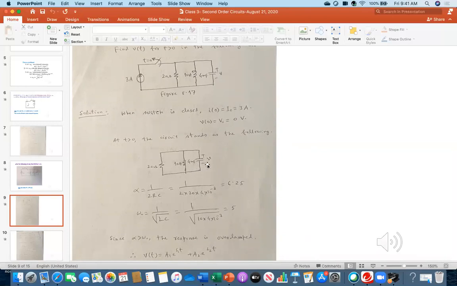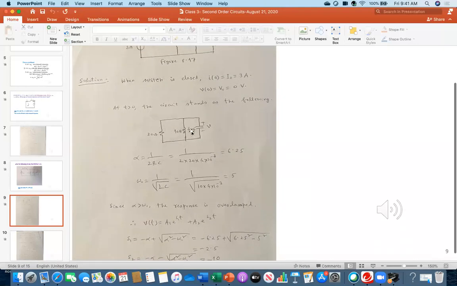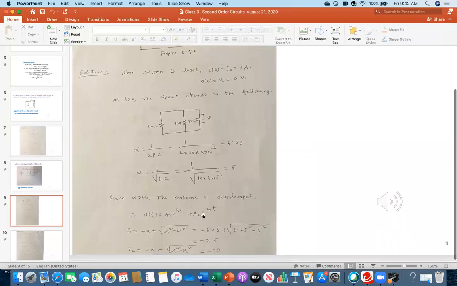Okay, and then once you do that, because you have to pick an appropriate equation corresponding to the response, you have to determine whether it is overdamped, underdamped, or critically damped. That's why after drawing the circuit, the next step will be finding alpha and omega naught, because you have to make a comparison. Once you find that, just compare, is it equal or unequal, or is this smaller or greater. Depending on that, you choose the appropriate equation, and then find S1, S2 and plug in there.